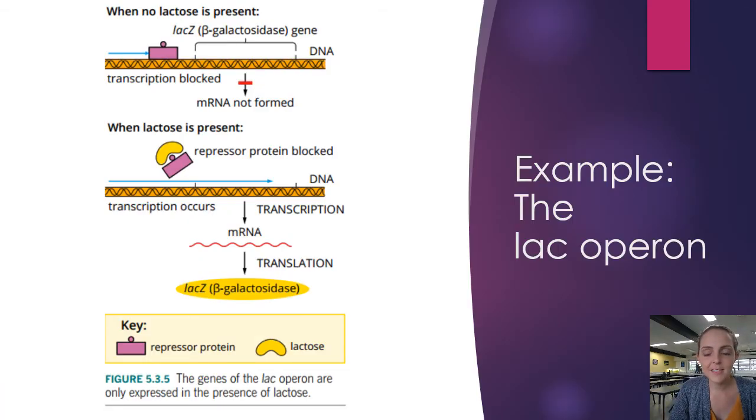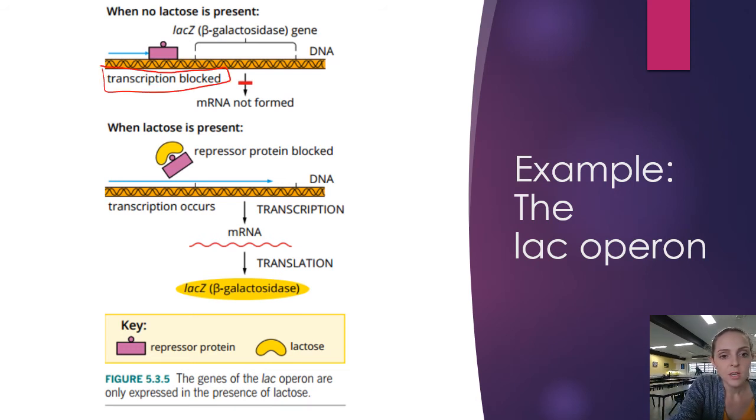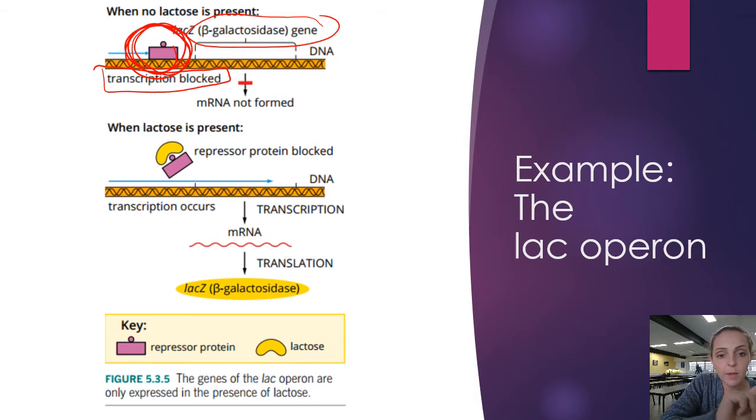Okay, so here's an example of that visually. So when no lactose is present, transcription is blocked. And that's because we have the repressor protein bound here. And it's going to stop RNA polymerase from binding. And so the gene to make our special enzymes is not going to be forming. So we're not going to get any mRNA.